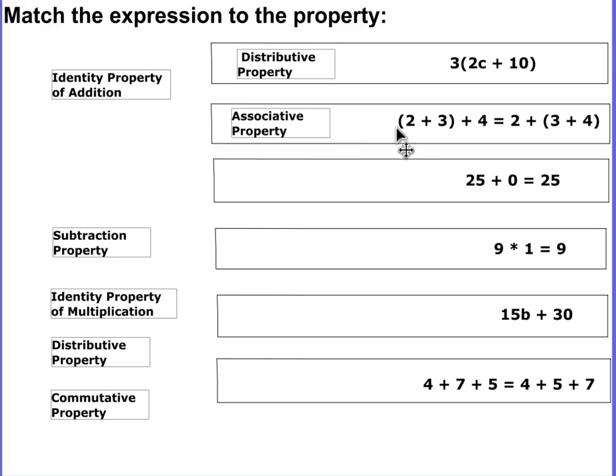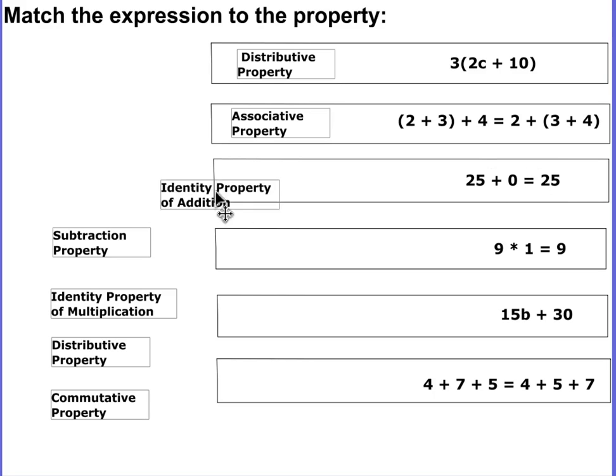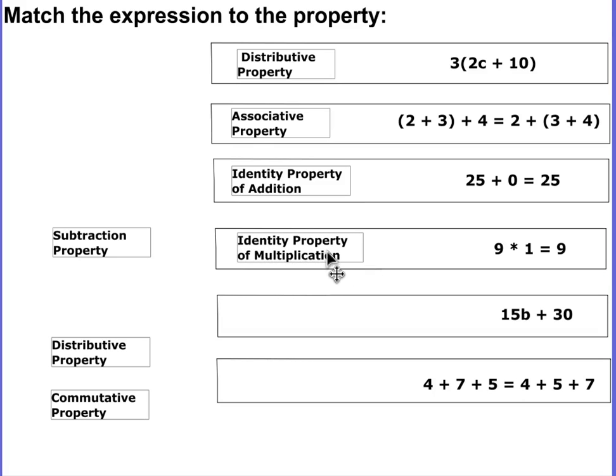Now I'm looking at 25 plus 0 equals 25. I know that any number plus 0 is going to give me that number back again. So that is the identity property of addition. Now I'm looking at 9 times 1 equals 9. Well, I also know that I can multiply any number by 1, and I get that same number back again. So that's the identity property of multiplication.